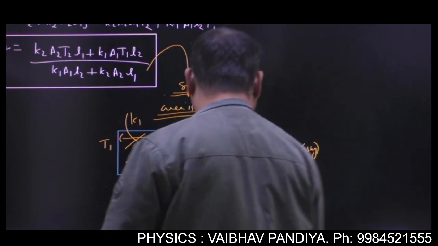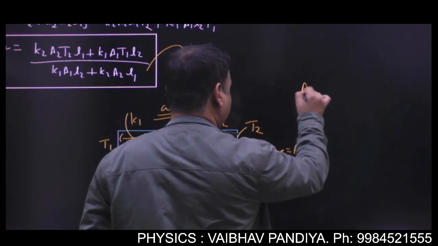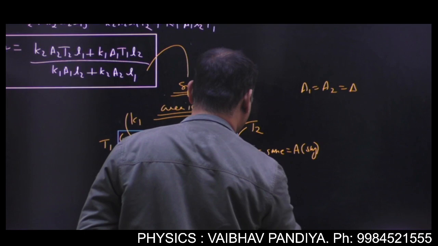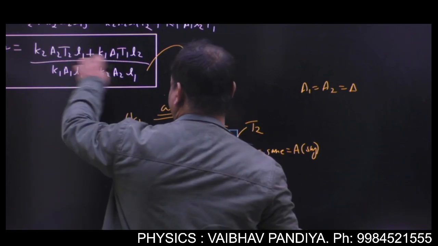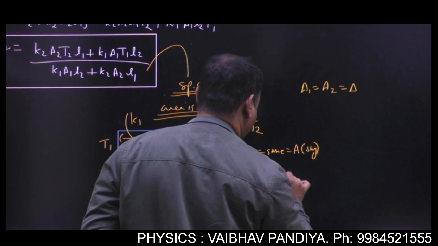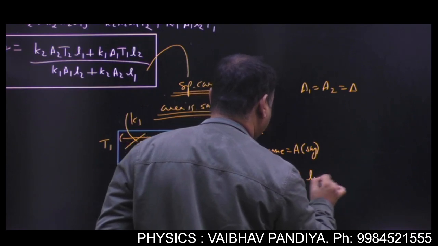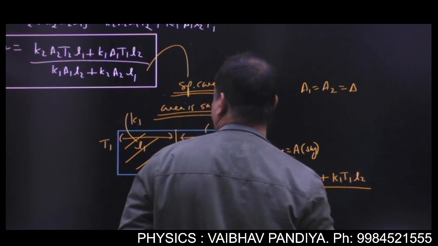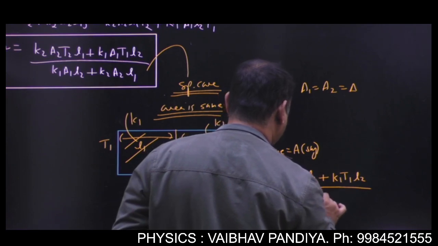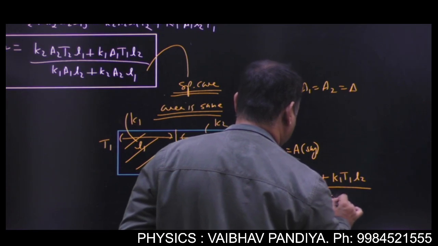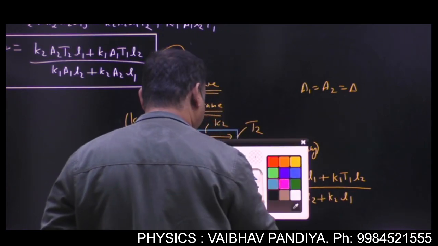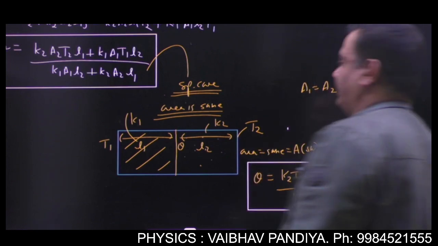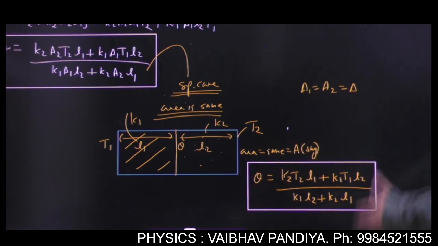Now A1 is equal to A2, how much? A. So this equation will become, I guess all A will get cancelled away, (K2 T2 L1 plus K1 T1 L2) divided by (K1 L2 plus K2 L1). So in many of the MCQs, you will find that both the slabs have the same area.